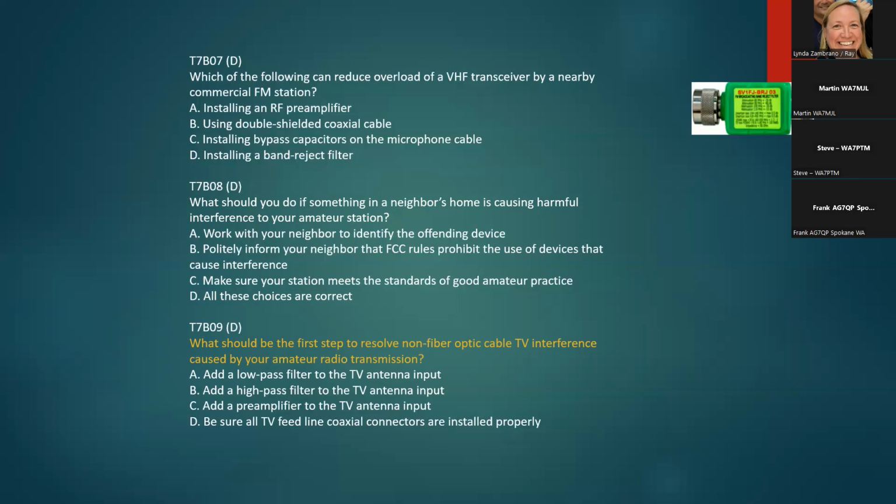B9, what should be the first step to resolve non-fiber optic cable TV interference caused by your amateur radio transmissions? And the answer is to make sure that all of your coax cables and your neighbor's coax cables are correctly installed. There are no shorts, and they are not receiving spurious signals.